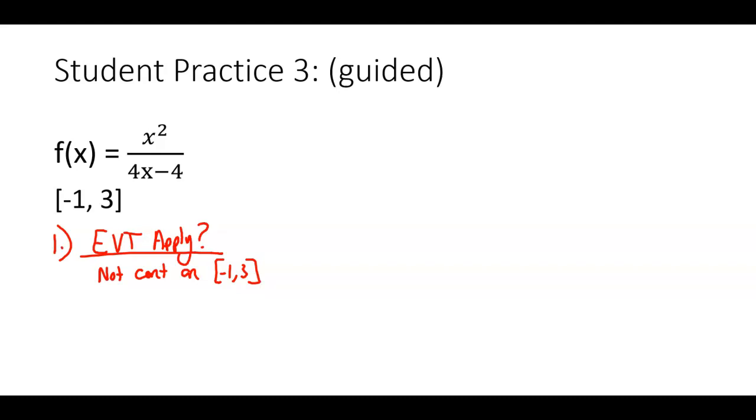All right, so let's go ahead and take a look at the third one here. So first we want to see, does the EVT apply? You will notice that this one is not continuous. And here's why. If you look at your sheet for common functions and their continuity that I handed out to you last semester, you'll notice that this is a rational expression. And rational expressions have discontinuities anytime the denominator equals 0.